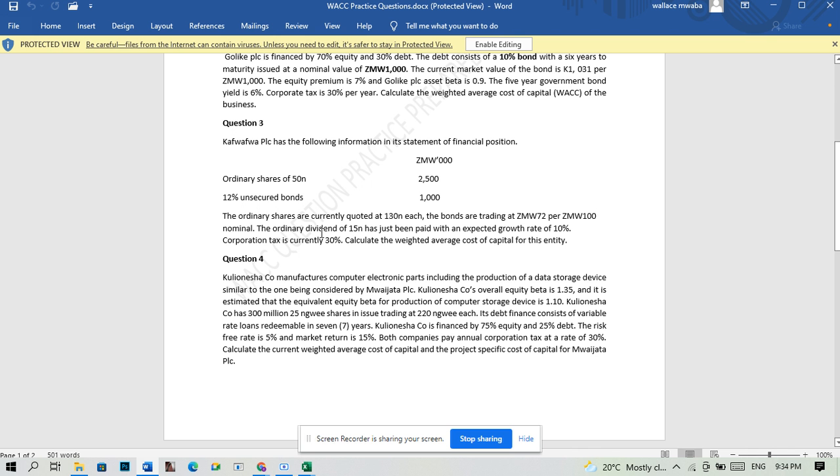The ordinary dividend of 15 Ngwe has just been paid with an expected growth rate of 10%, and corporation tax is currently 30%. Calculate the weighted average cost of capital for this entity. Okay.